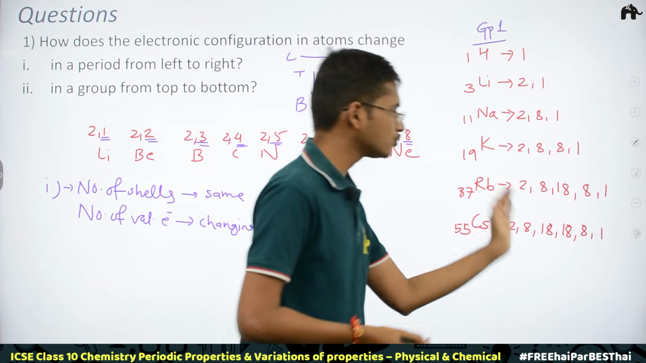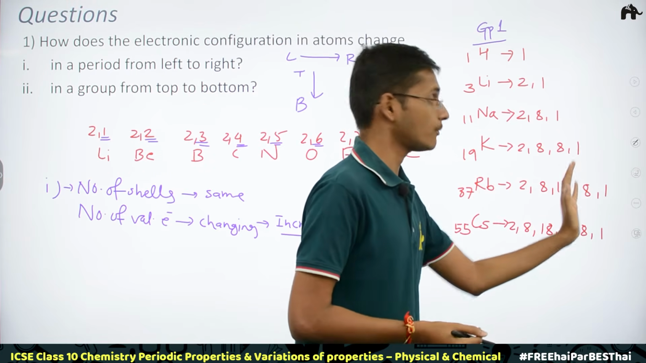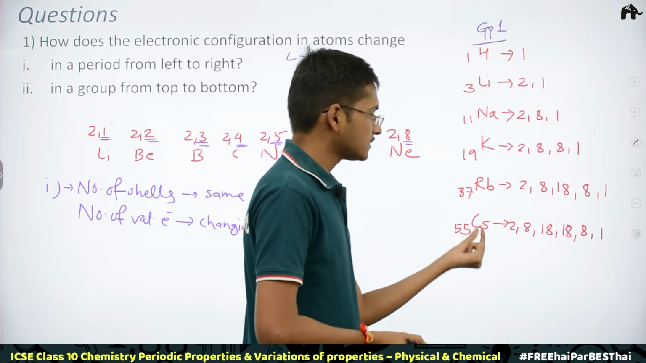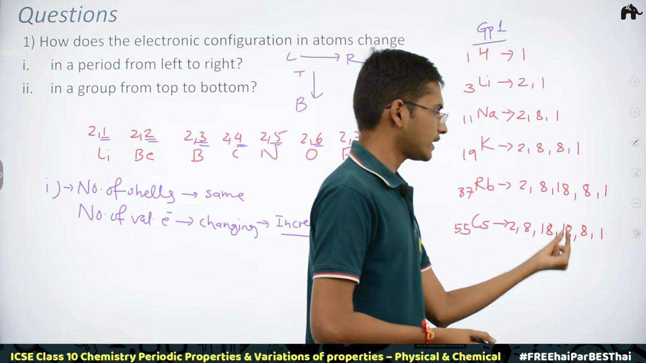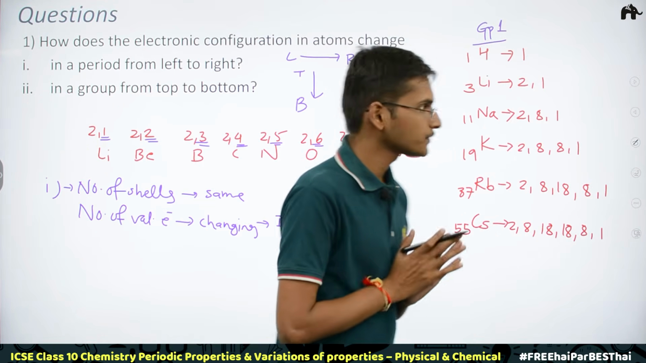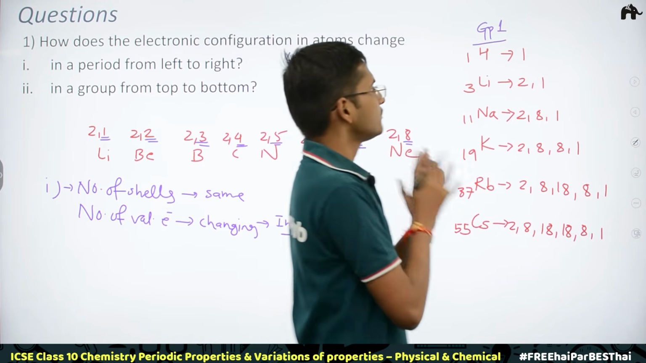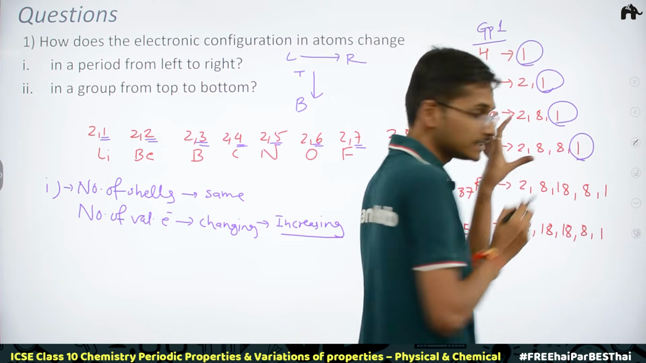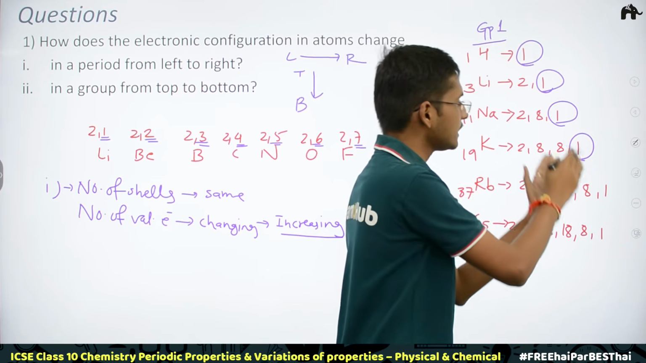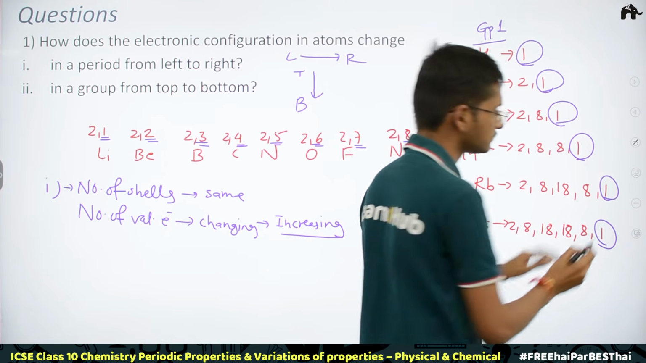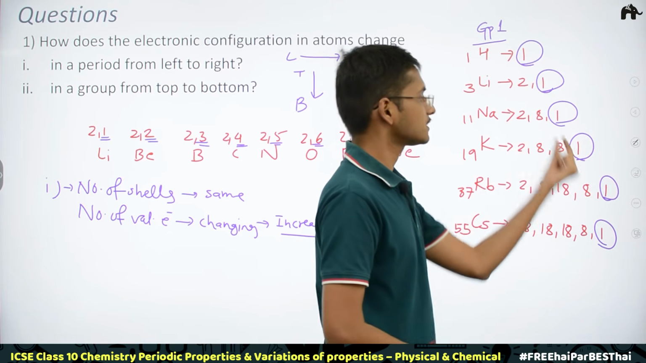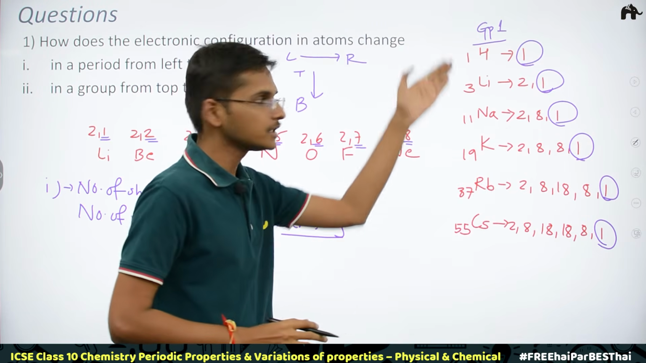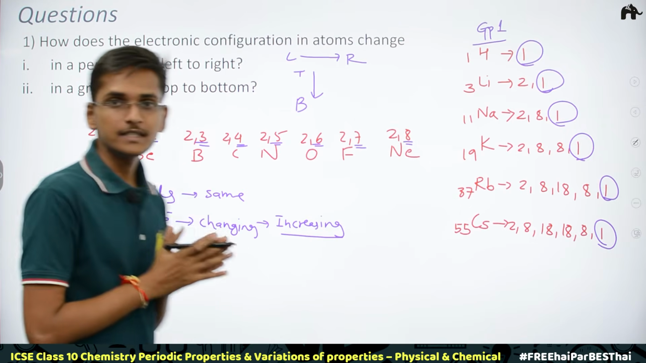Moving ahead, rubidium 2,8,18,1, okay, 2,8,18,8,1, and then cesium 2,8,18,18,8,1, okay. Now, after that, you can observe one thing. Yes, you know all this. You know that the number of electrons in the valence shell, the outermost shell, are the same, right? Or the valence electrons are the same in the case of all these elements, okay.